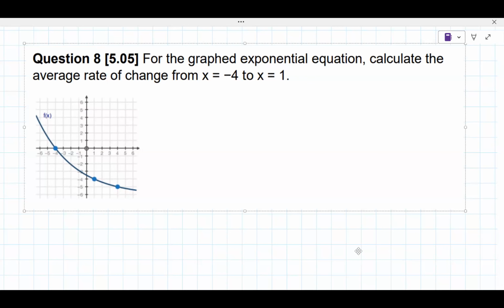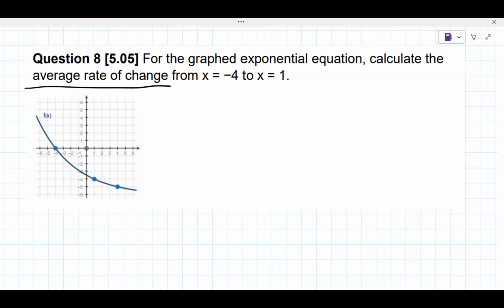With a graph exponential. Okay, calculate the average rate of change. So average rate of change, sometimes written as AROC, just for shorthand. What it means is it's really like slope. It's really the y2 minus the y1 over x2 minus x1.